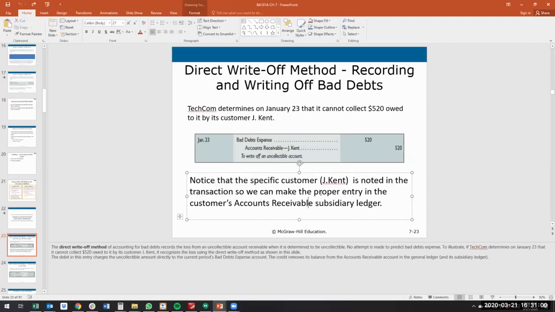Notice that we have to note the specific customer, because in the subledger, or in our accounts receivable reconciliation, also known as the accounts receivable aging report, we need to know what customers owe us and what they don't, so our debt collection team can follow up with them.